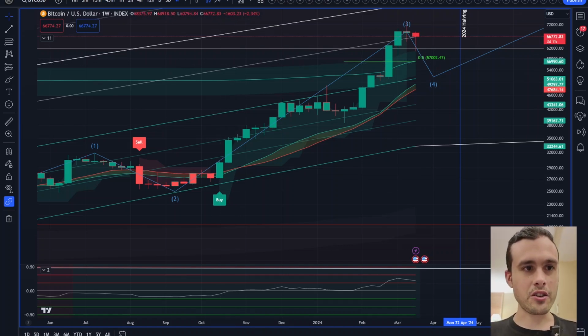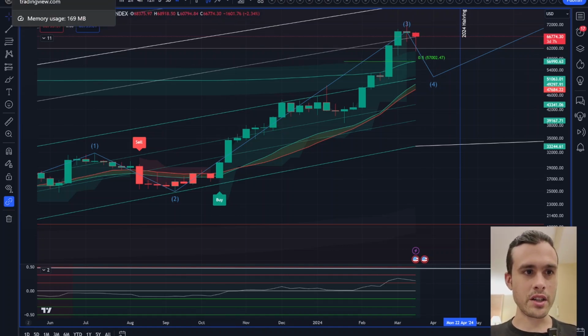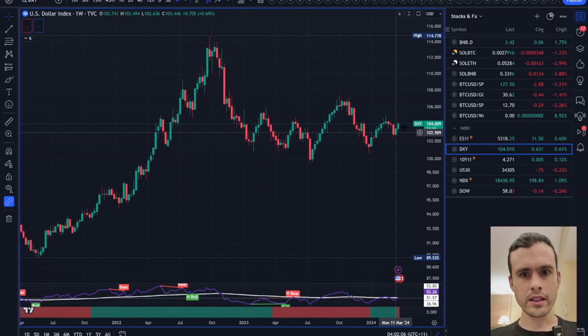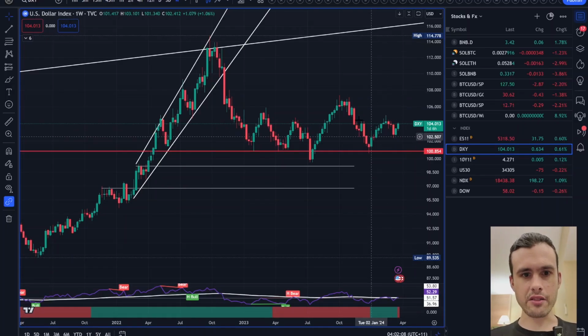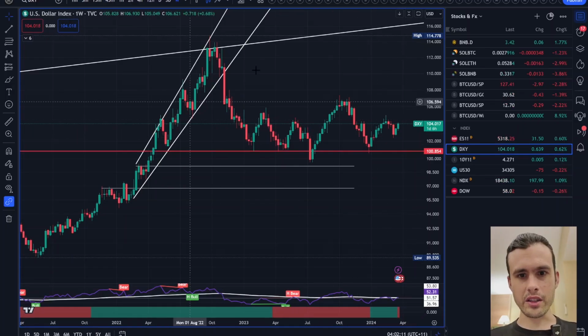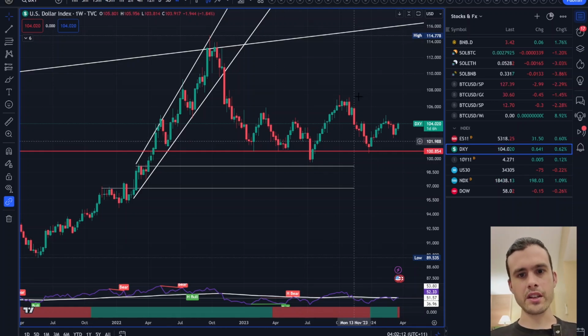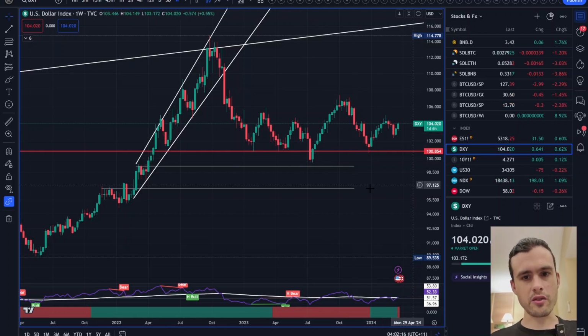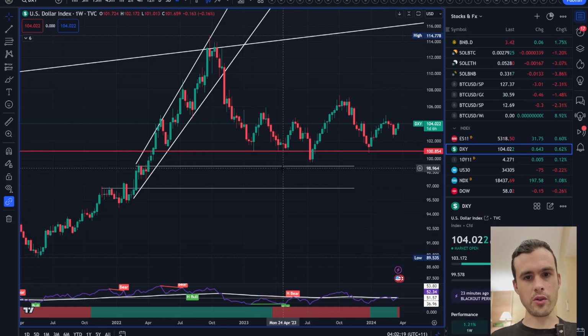So we actually got a massive dump on the DXY, which generally is a pretty bullish sign. It's recovered a little, and you can see right here, but it's still just stuck in this range, to be honest. But when the DXY goes down, the risk assets tend to go up.